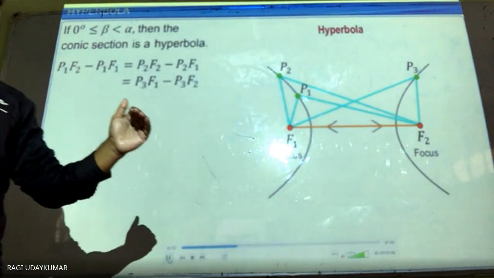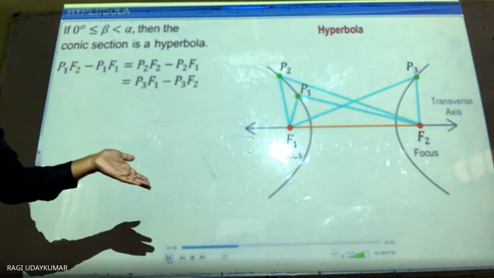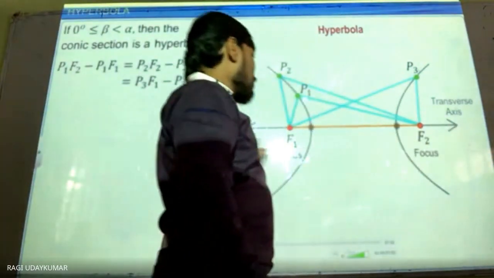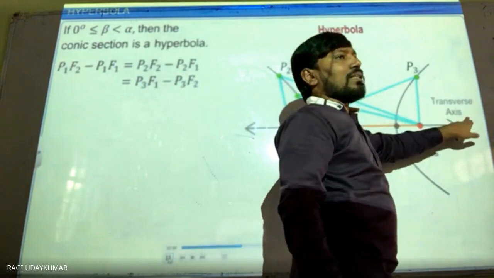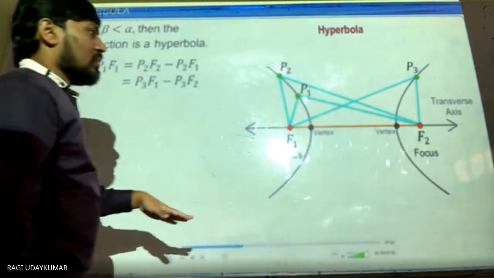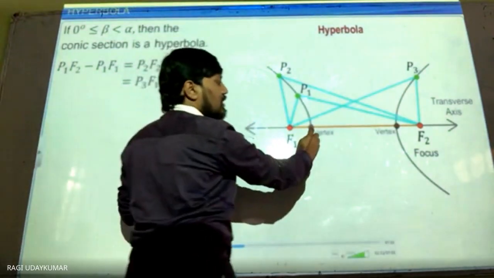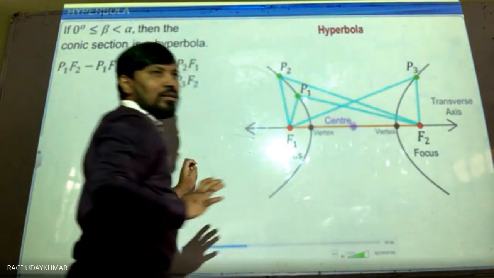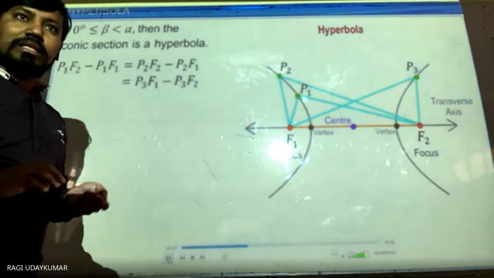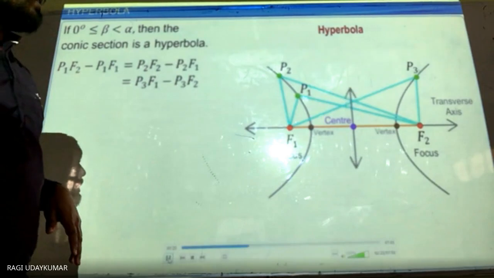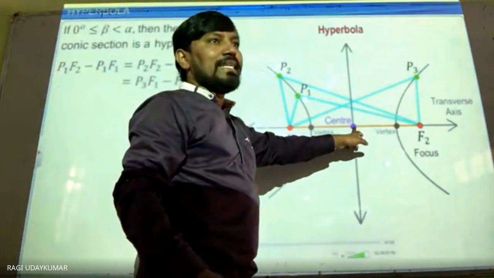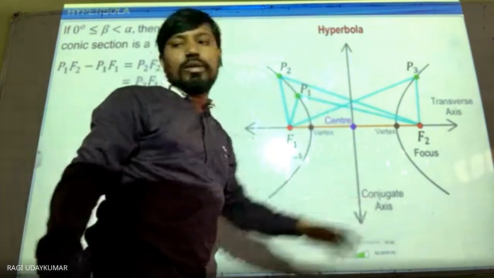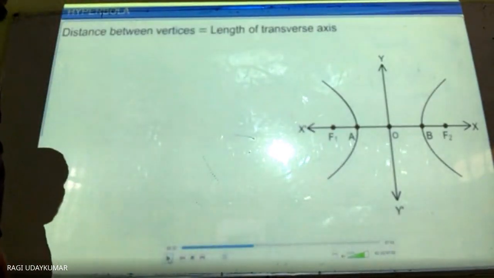In the case of the ellipse we had the major axis and minor axis, but here we have the line joining these two. The line which passes through the two foci is called the transverse axis. The points where this transverse axis intersects the hyperbola curve, these two points, are called the vertices. Both curves together are called a hyperbola, and the midpoint of these two is called the center. And through the center, the line which is perpendicular to the transverse axis is called the conjugate axis. So once again, see these points here.